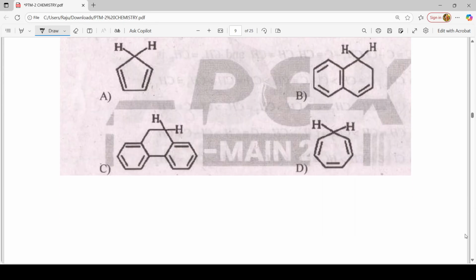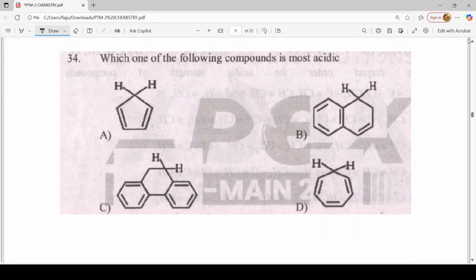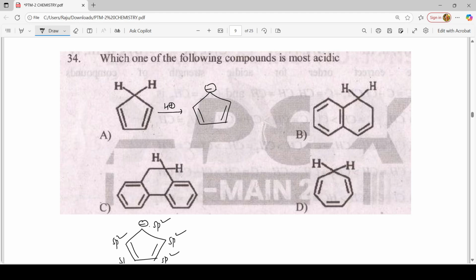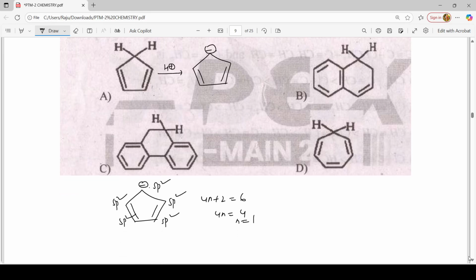Next, which of the following compounds is most acidic? Students, suppose the H plus ion is removed here. This is going to form a cyclopentadienyl anion, which we just discussed in the previous question. So here 4n plus 2 is 6, 4n is equal to 4, n is equal to 1. So it satisfies Huckel's rule and the compound is aromatic.